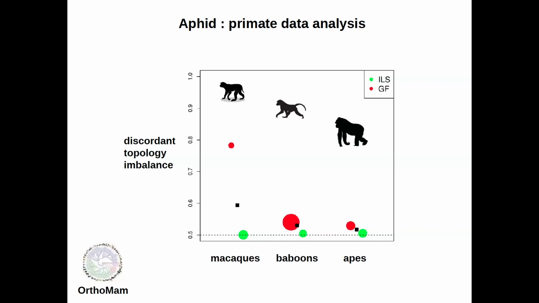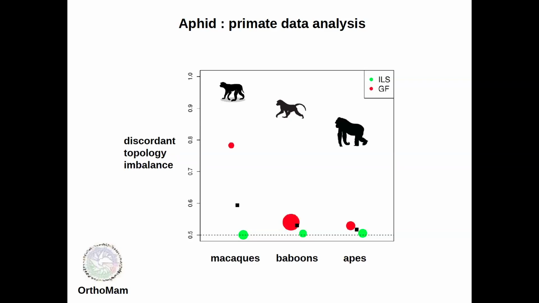And what I wanted to say here is that there's some variation of the intensity of these 2 processes, but in all 3 cases, the 2 processes are substantial and significant. So it's not that either gene flow or ILS explains the conflicts; it's usually both processes at the same time.